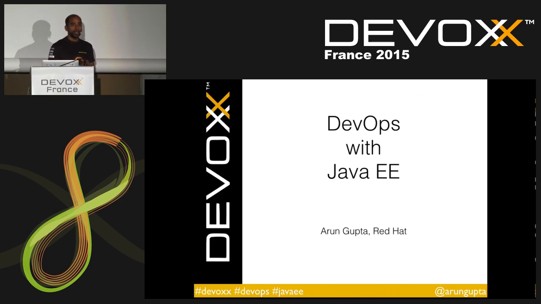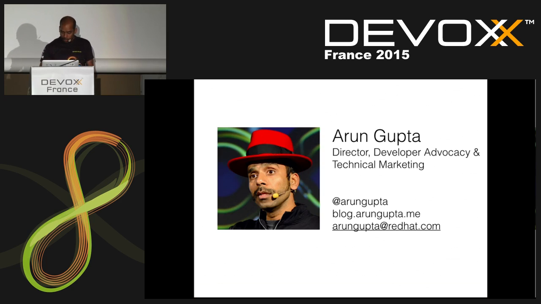My name is Arun Gupta. I work for Red Hat. And today we're here to talk about DevOps with Java EE. I run the developer outreach efforts for Red Hat for all of middleware, whether it's technical marketing, which is product oriented, or community outreach, or talking to people like you, developer advocacy. So I run that team at Red Hat.